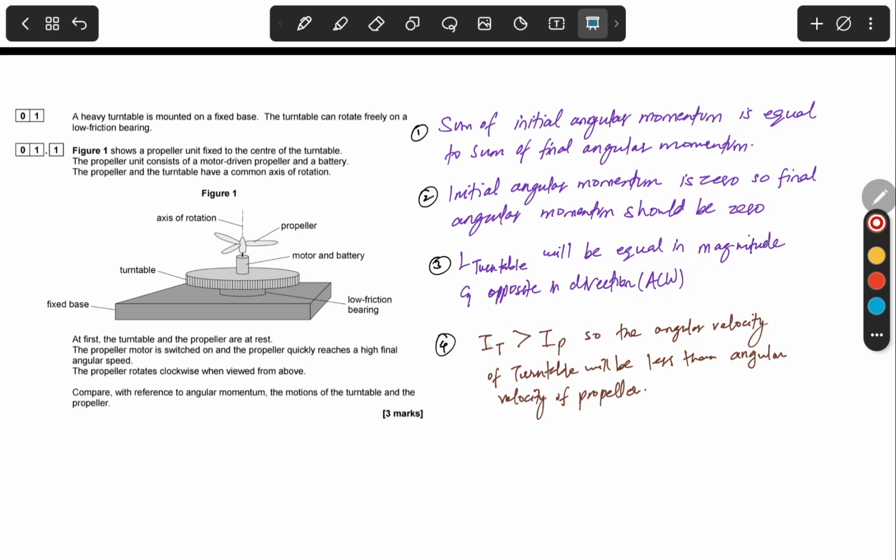And then finally, you're going to talk about the moment of inertia. So the moment of inertia of the turntable is greater than the moment of inertia of the propeller. So the angular velocity of the turntable will be less than the angular velocity of the propeller. So these 4 points are going to be the best thing that you can write to get the 3 marks.